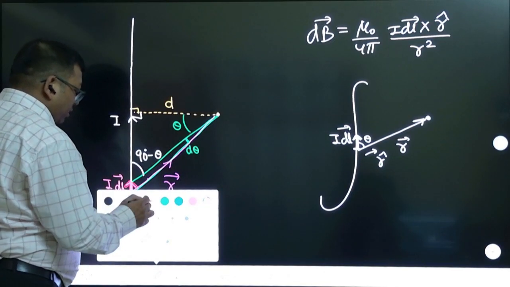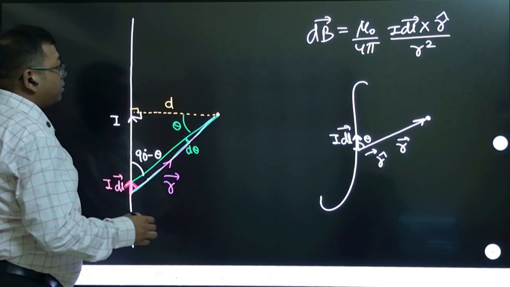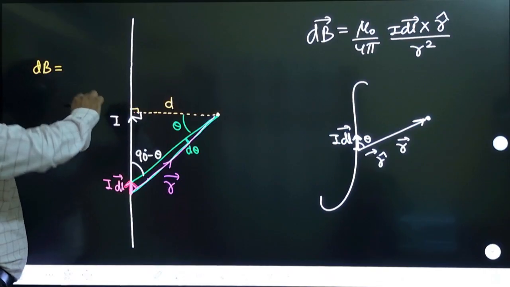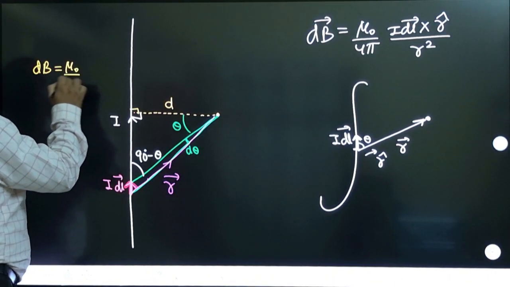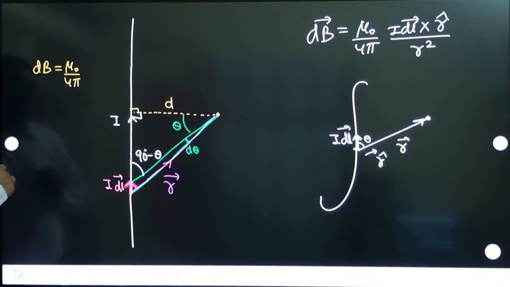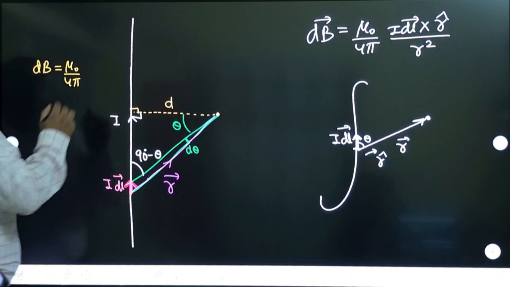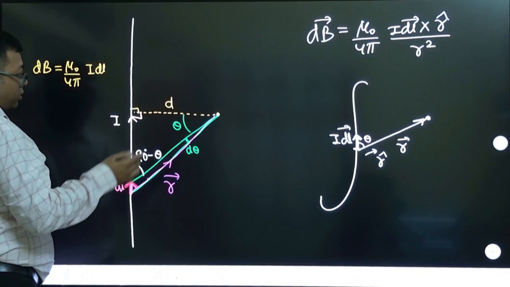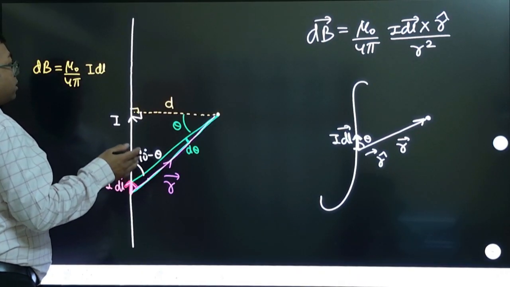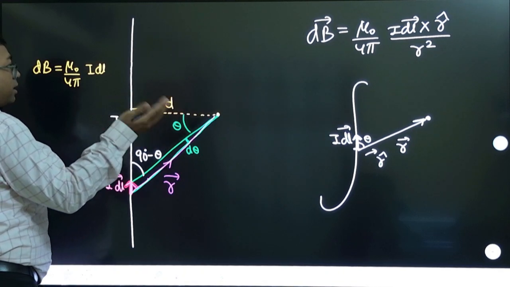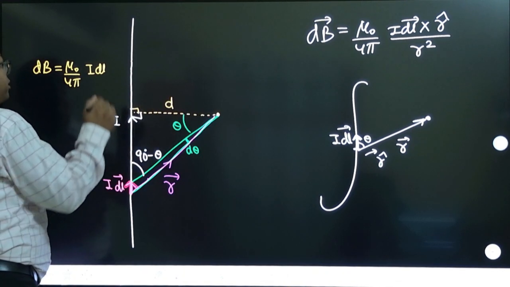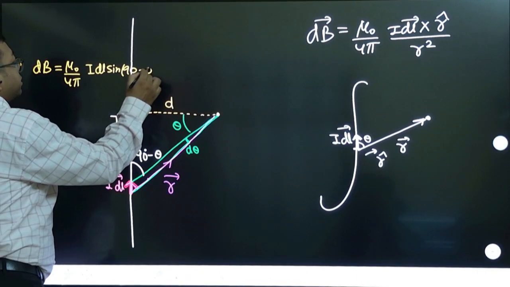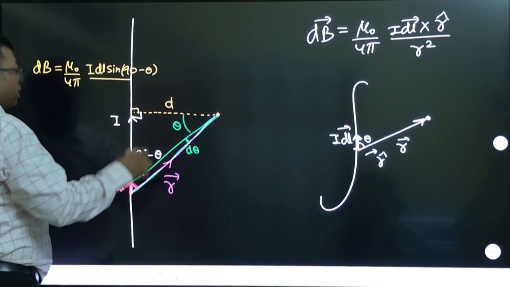Let us write down this magnetic field. So what will that be? I will write it here. dB magnitude: mu naught by 4 pi, I dl cross r cap. When you take the cross product, the magnitude of r cap is 1 only, and you have to take sine of 90 minus theta, divided by r square.